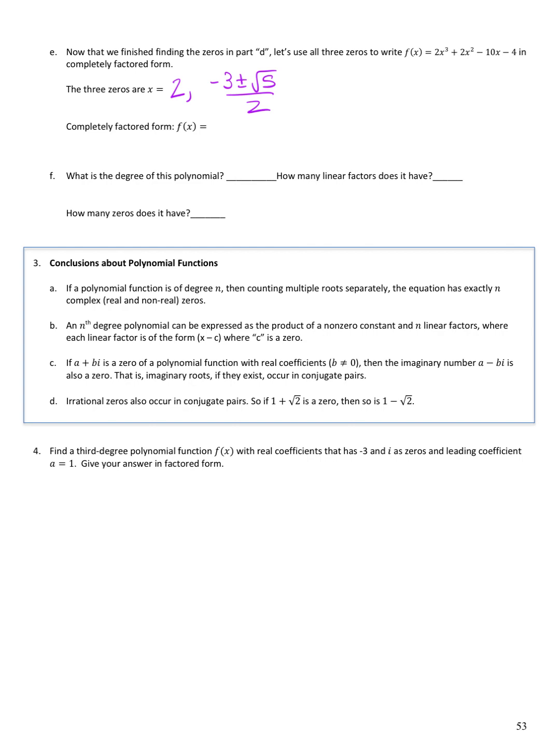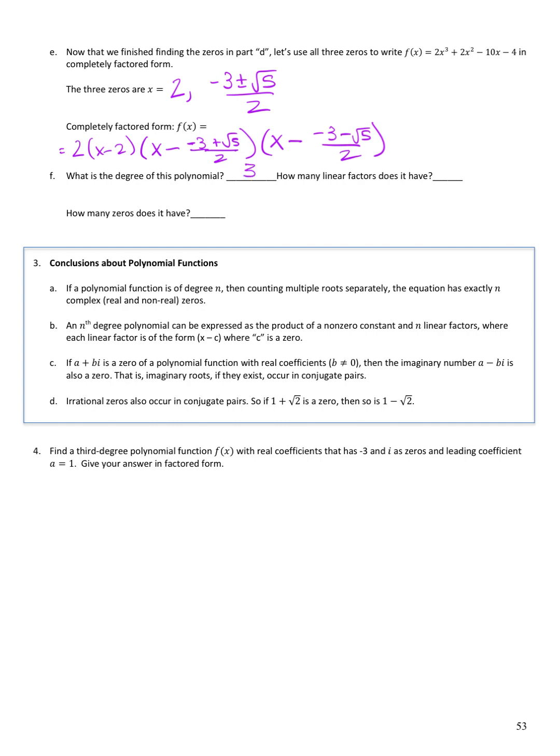So now that I know the zeros, I can write the completely factored form. It's going to be 2 times x minus 2 times x minus one of my zeros, negative 3 plus root 5 over 2. And then my other zero is going to be put into the next factor, x minus negative 3 minus root 5 over 2. So what is the degree of the polynomial?